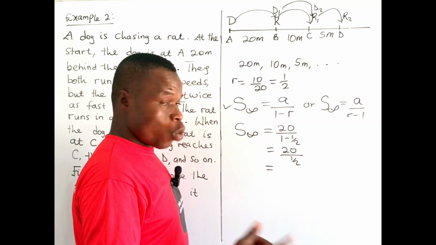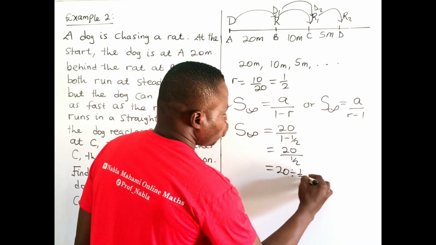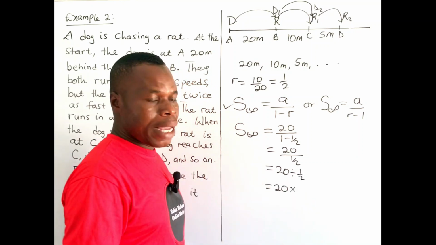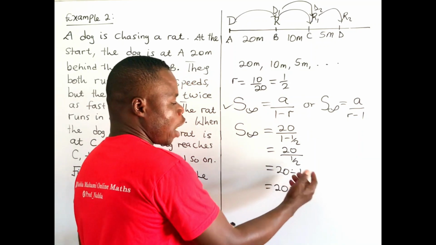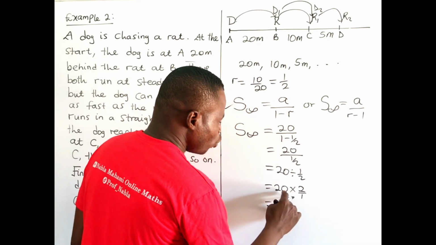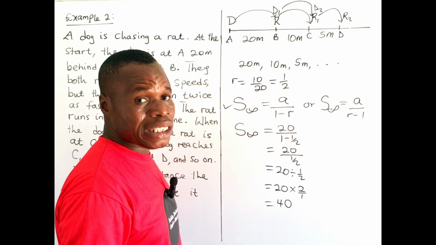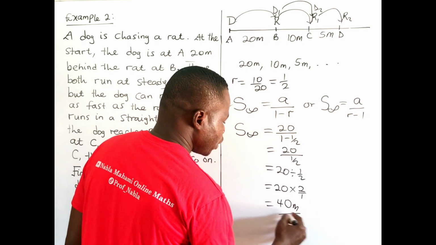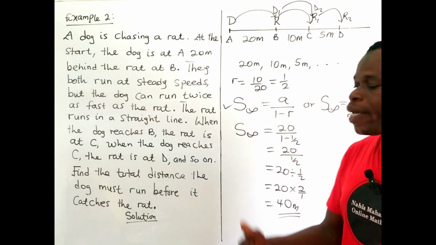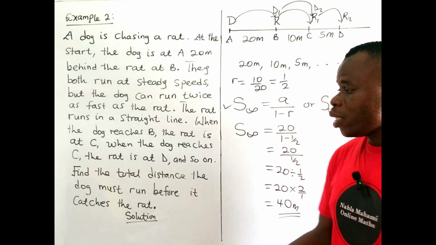And 20 over half, let's write it this way, 20 divided by 1 over 2. I can write it as 20 times, since I'm changing division to multiplication, I have to take the reciprocal of half. Then 2 will go up and 1 will come down. And 20 times 2 is 40 divided by 1, which is the same thing as 40. Then we'll attach the units. So this simply means that the dog must run 40 meters. I mean, the distance should be 40 meters before it can catch the rat.